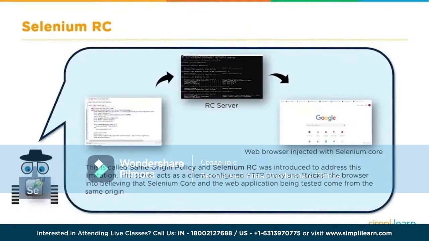So if you have written scripts which can access google.com or anything related to google.com, these scripts cannot access any elements outside the domain, like, as we said in the example, yahoo.com. This was the same origin policy. Now to overcome this, what this gentleman did was create something called the Selenium Remote Control Server to trick the browser into believing that your Selenium Core and your web application under test are from the same domain. And this is what the Selenium Remote Control was.